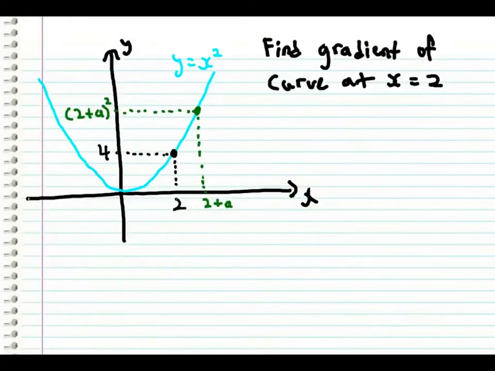Now, let's focus on finding the gradient of the same curve y equals x squared at the point x equals 2. Let's apply what we have learned. The first thing is to locate another point on the curve. Let this point be 2 plus a. Therefore, the corresponding value of y will be (2 plus a) squared.